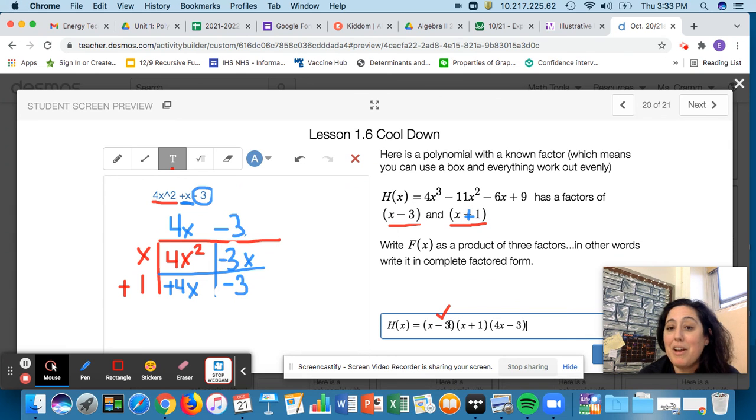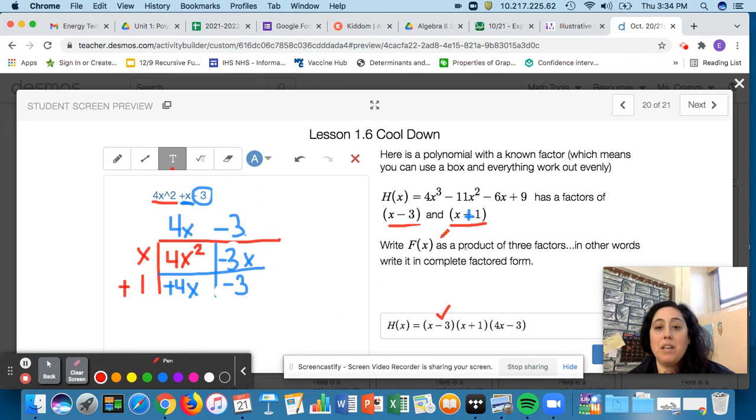Okay, so I do have it as a product of 3 factors. If I look just at them individually, they're all linear functions, right? So x minus 3 would be a line, x plus 1 would be a line, 4x minus 3 would be a line. I'm also looking to see, are any of them greatest common factor? And I don't see for any of them, right? So yeah, you should have used both of the factors that were given to you, and then use that to factor completely and find that third factor. Okay, so yeah, that was a long one.